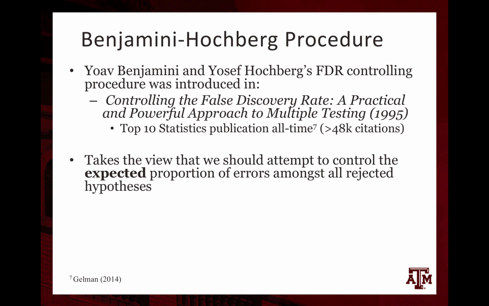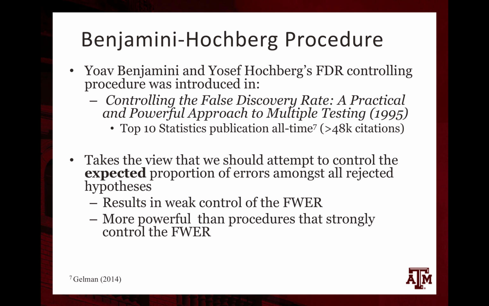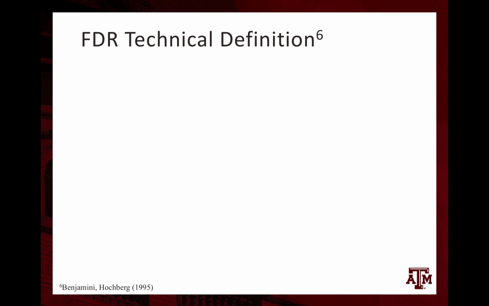The paper takes the view that we should attempt to control the expected proportion of errors amongst all rejected hypotheses. And it'll become clear in a second why I've bolded the word expected. This results in weak control of the family-wise error rate that we looked at, but it's actually more powerful than procedures that strongly control the family-wise error rate, which is pretty nice.